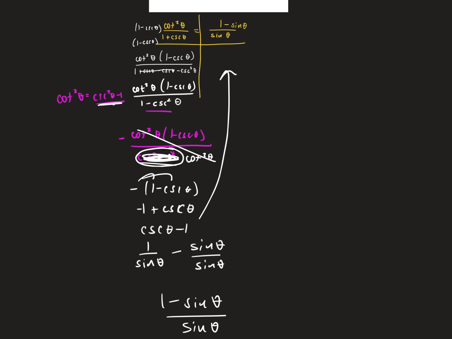Either way is fine. This way is a little harder. Why is it a little harder? Because of that negative. It made it a little harder to flip. It was a little trickier. But you can still do that. You can still multiply by the conjugate and then use your identities.